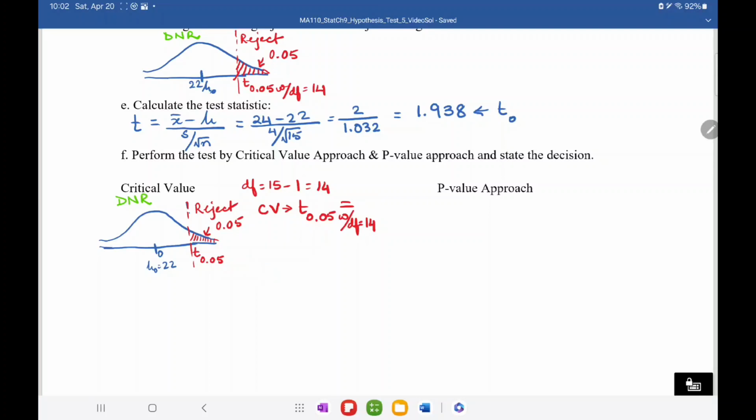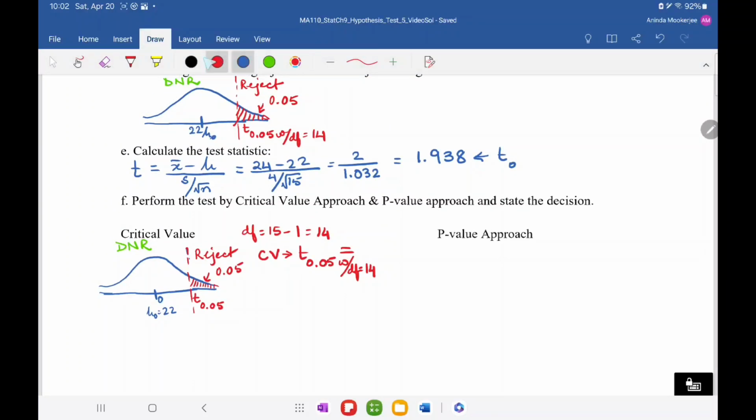So let's go back to our worksheet here. So it's 1.761, correct? So let's get our pen out. It's 1.761. That's our cutoff. 1.761. This t value is the cutoff point between the reject and the do not reject regions.